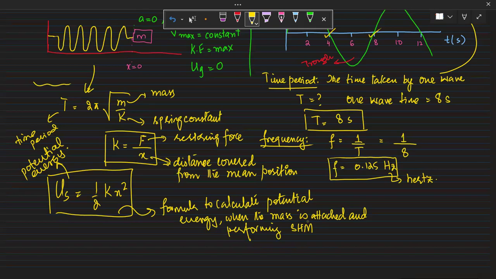Now, in the next class, we'll talk about the questions related to conservation of energy, and I think we'll be left with adding mass to a moving spring, right? So, inshallah, we'll discuss that.